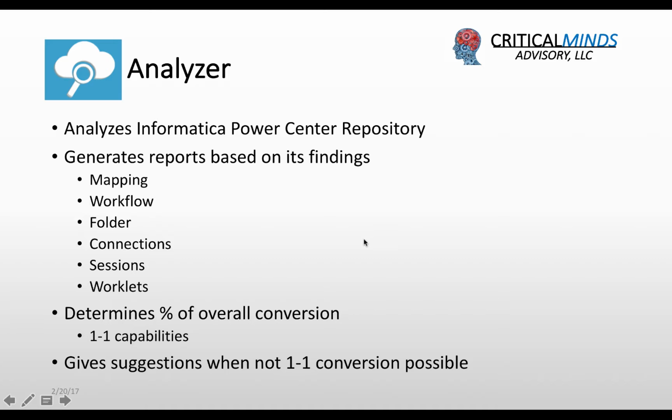And what we get out of that is we generate a PDF report, which we'll see in the demonstration, that goes over all the mappings, workflows, connections, folders, etc., and tells us what percentage of the overall conversion has a one-to-one capability. So, the Power Center expression transformation, you have the Informatica Cloud expression transformation. And then in the case where there's not a one-to-one conversion, what's going to happen? So, for instance, if there's an unconnected stored procedure, how would that be handled in Informatica Cloud?